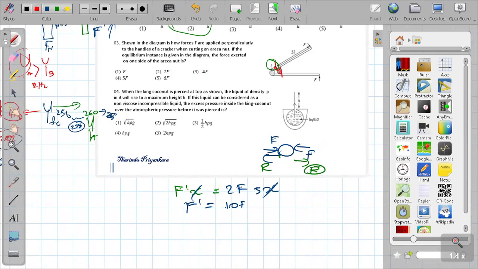Okay, sorry, I made a mistake, because only one is movable and the other one is immovable. So only one side has to be considered. So you have to divide this by 2. The answer is 5.